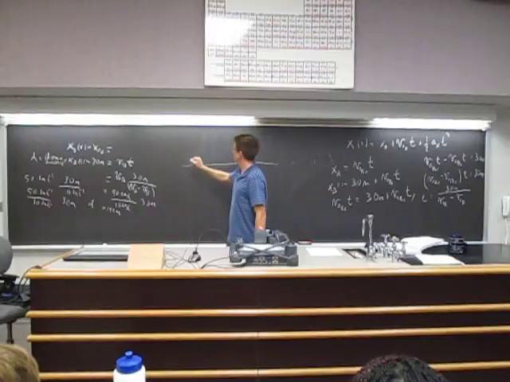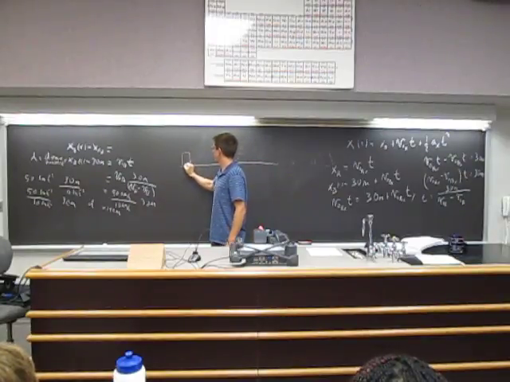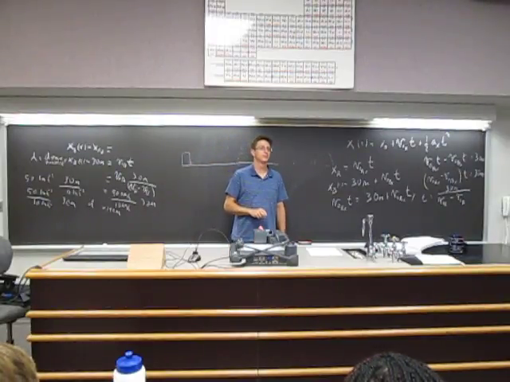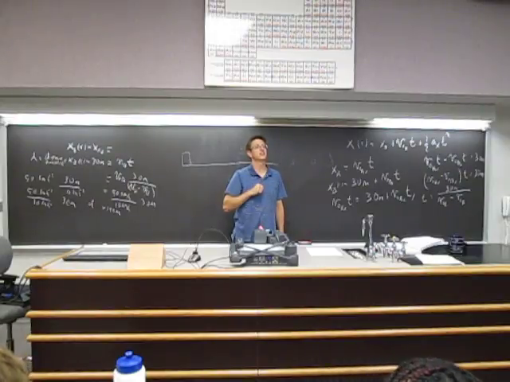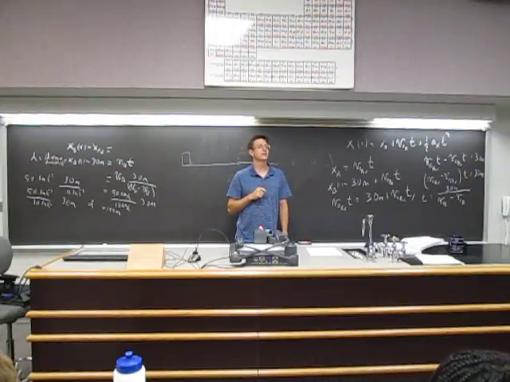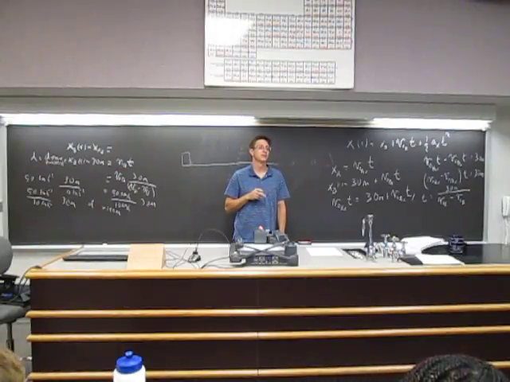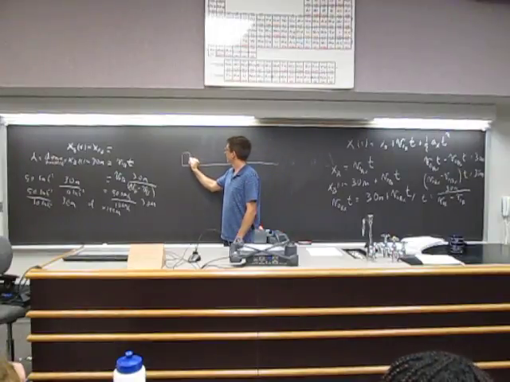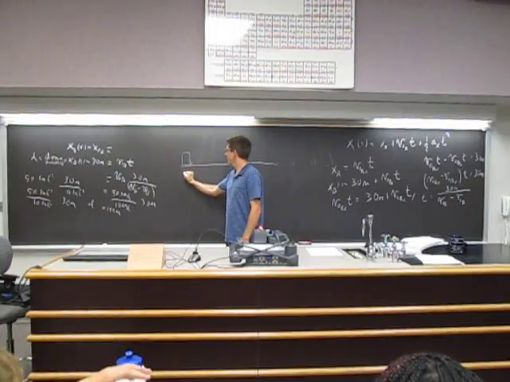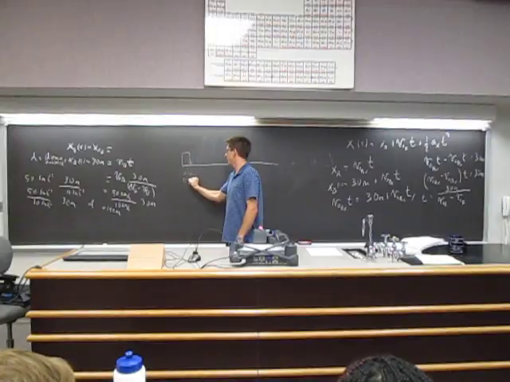Imagine I have a runner, which I'm going to represent as a box. Yes? What number is the problem? This is number 3. It starts out at X equals 0 at T equals 0. Okay?